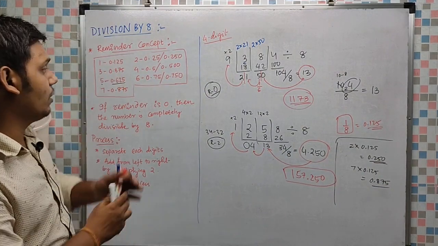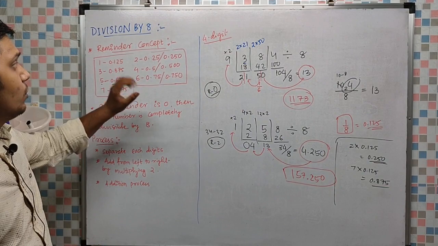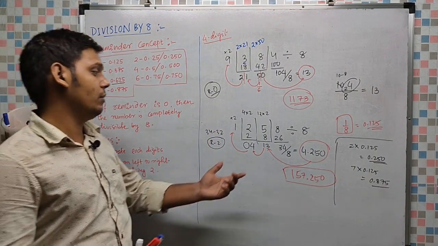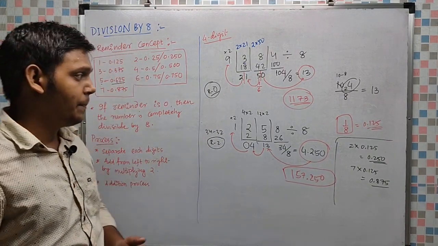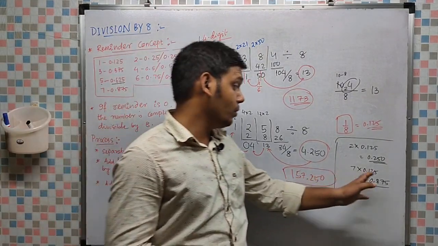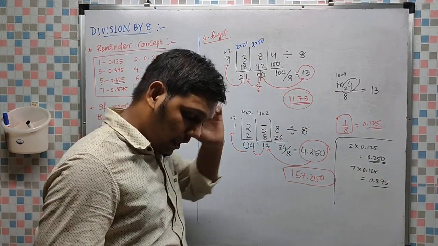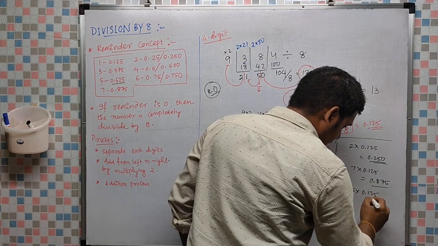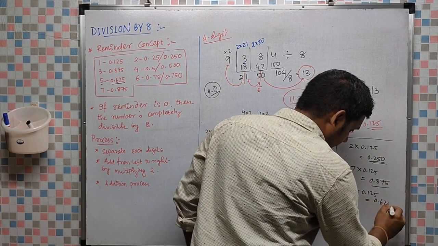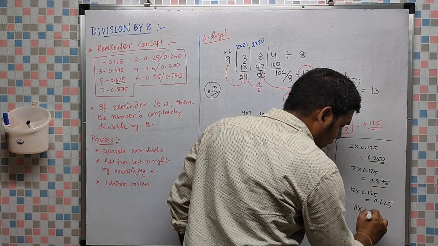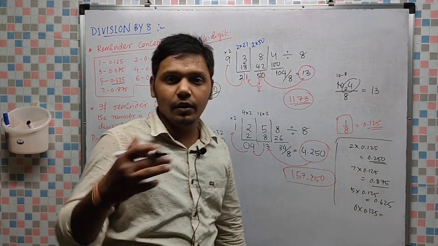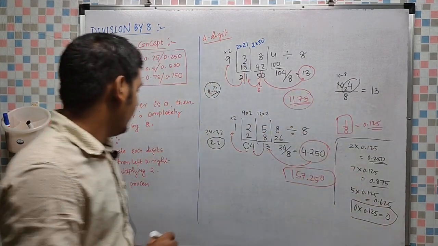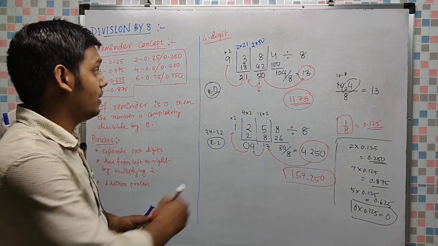If you forget this table also, you have to remember this table in order to do it quickly, and you can use a calculator to evaluate these values also. You will get the exact same result. So 7 into 0.125 is 0.875. If the remainder is 5, then 5 into 0.125 is 0.625. If the remainder is 0, 0 into 0.125, you know, 0 into any number is 0 only. So if the remainder is 0, then that number is divisible by 8.